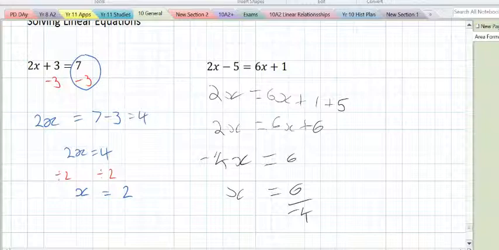Ah, so the minus 4x, you see how the 6x is here? We have to get the 6x over this side, so it becomes 2x minus 6x. And that gets you your minus 4x. Alright, now, if we get a number that looks like that as a fraction, that's okay, we can just leave it like that.